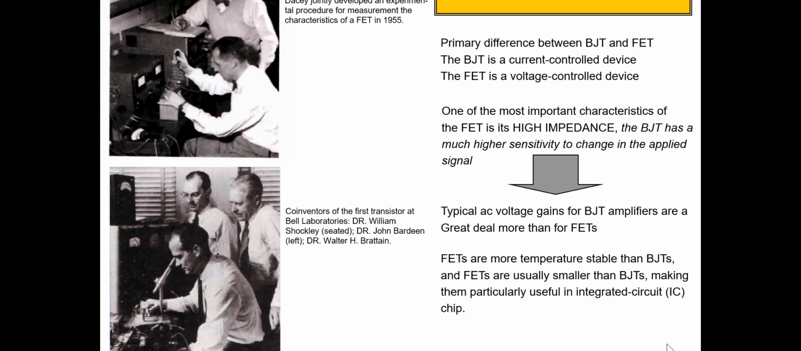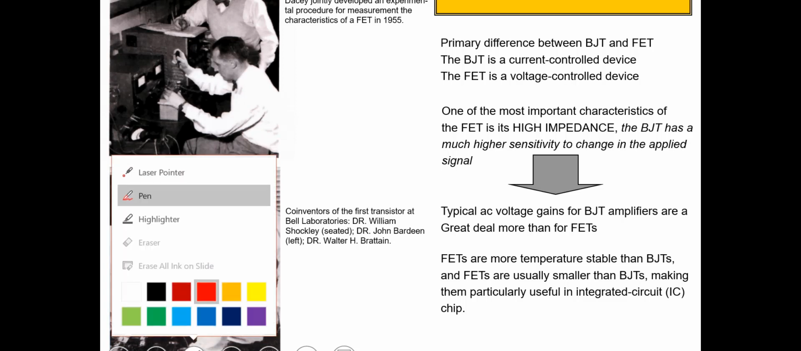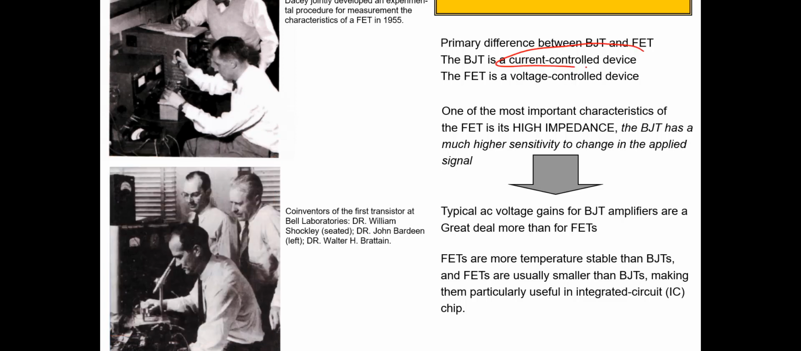BJT and FET. Currently, BJT is a current control device, and FET is a voltage control device. It means that if you remember the BJT is like this one, this is the base, this is the emitter, and this is the collector. We control the current from collector to emitter, or IC, using the current in the base, or IB. So this means that this is a current control device.